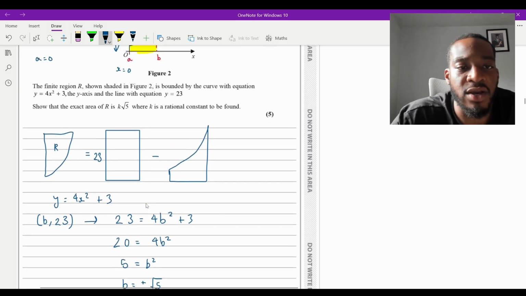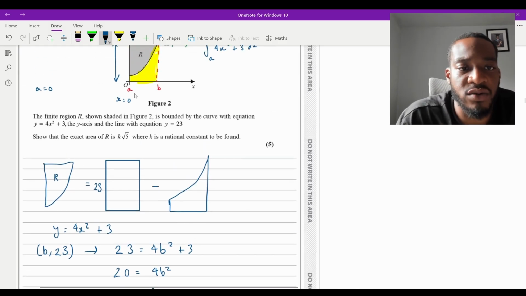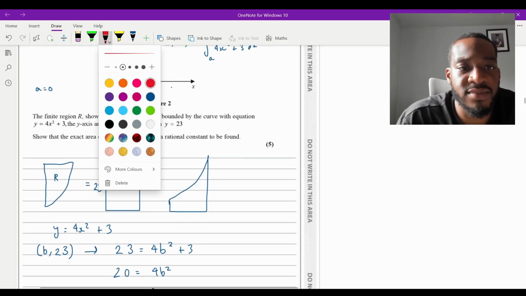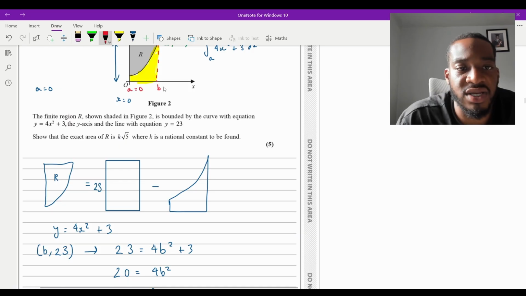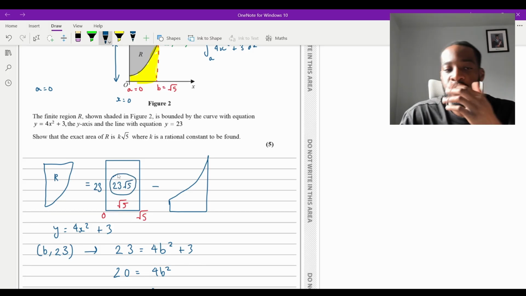How is that helpful? Because we now know that a equals 0 and b is equal to root 5. This is helpful because I can say that this is 0 here, that's root 5. The base of this rectangle is just going to be root 5, isn't it? Meaning that we can calculate the area quite easily. It's just going to be 23 times root 5. And I'll put this in a circle. This is the area of the rectangle, which we now know.